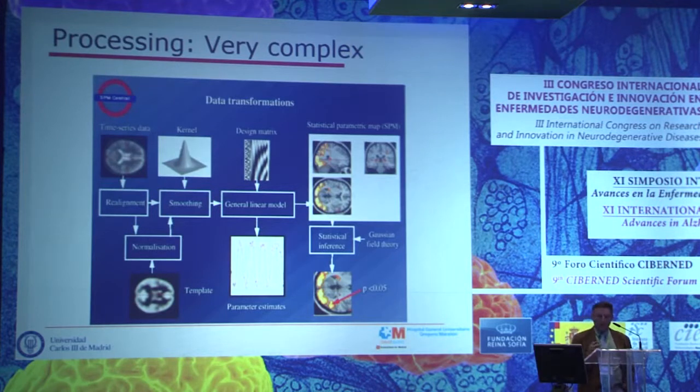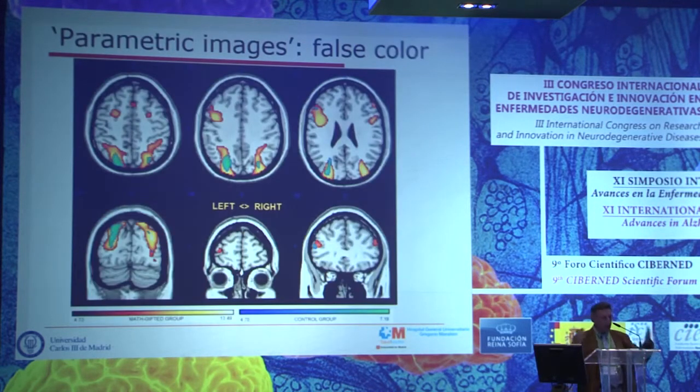Unfortunately, the processing we have to do with images is, most of the time, very complex. This is one of the simplest things we can do. This is an SPM pipeline, and here we have to realign the images, pre-process by some smoothing, and apply several statistical assumptions in order to finally obtain something like this. It's a very nice image, colorful, in which you see things very clearly.